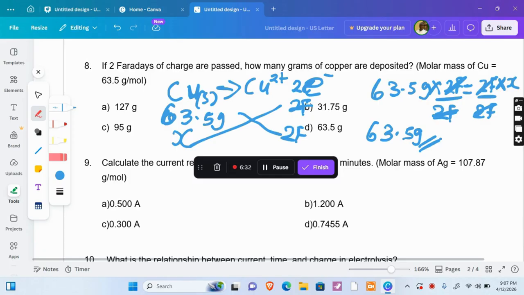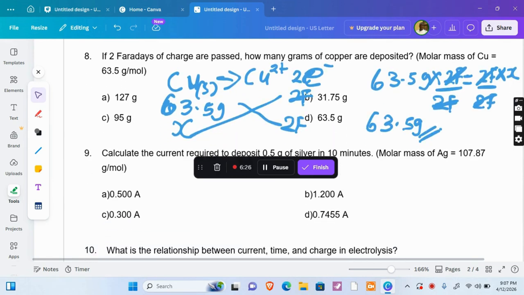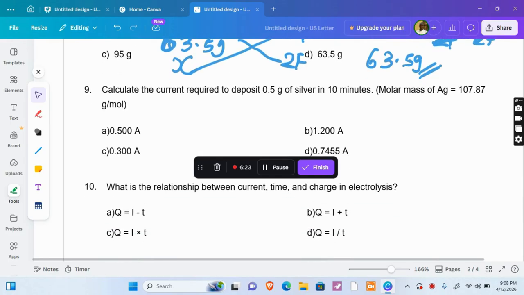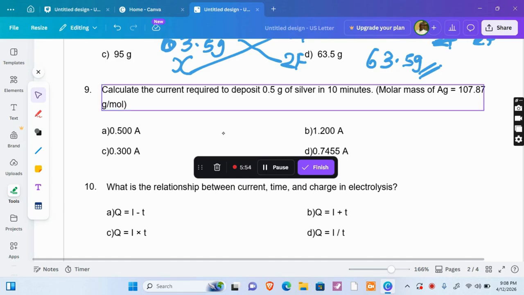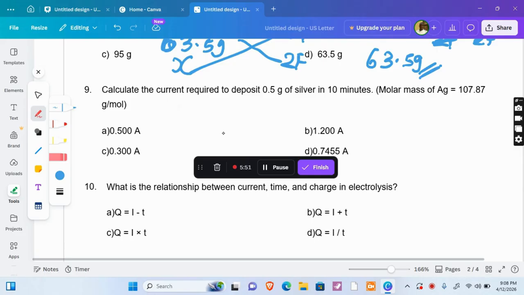So the next question we're going to calculate is on which element is here. This is silver. Now, the question says: calculate the current required to deposit 0.5 grams of silver in 10 minutes. So the first thing we need to do is write the equation for silver.